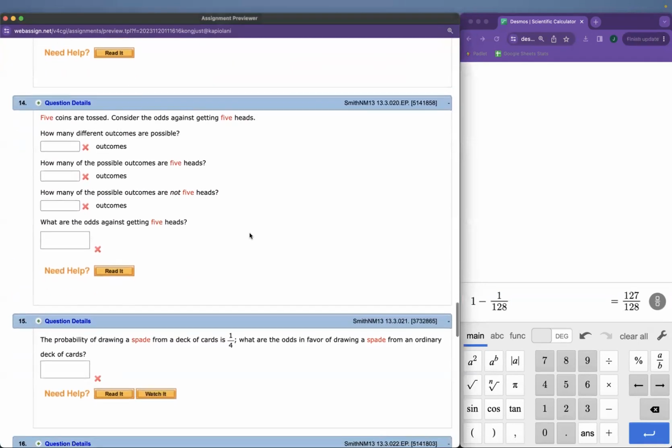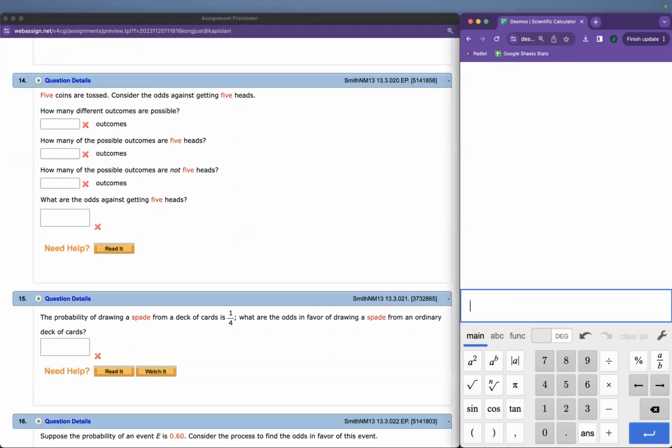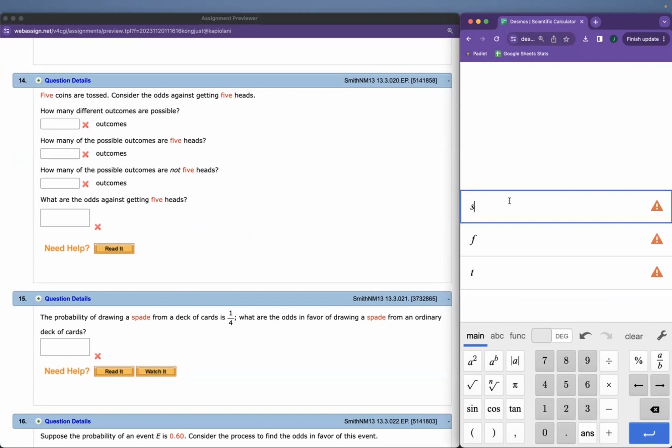Okay, that's it. Number 14, 5 coins are tossed. Odds against. Okay, so another odds question. So I want to make sure I have my S, F, and T. Odds against getting 5 heads. Well, how do you get 5 heads? To get all 5, there's only one way, right? What's the total? 2 to the 5th. We've seen that enough times now, I'm not going to explain it much more than that. 2 to the 5th is 32.